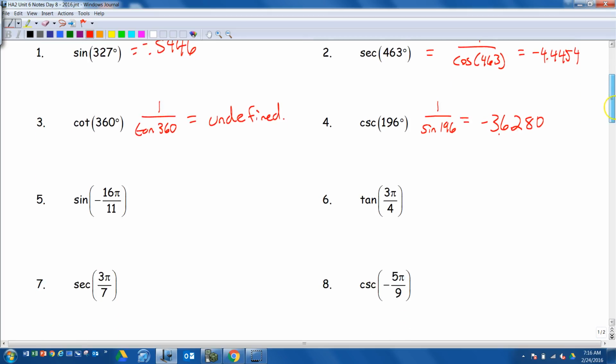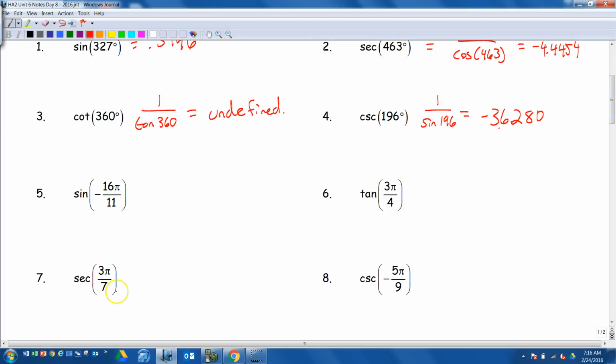Okay, these down here are the same thing except they're in radians. So before I type anything in, I'm going to change this one to 1 over cosine of 3 pi over 7, and this one to 1 over sine of negative 5 pi over 9. Okay, the other 2 you can just type in as is. Make sure you change to radians.